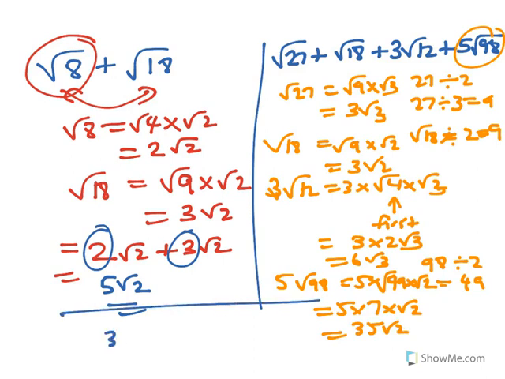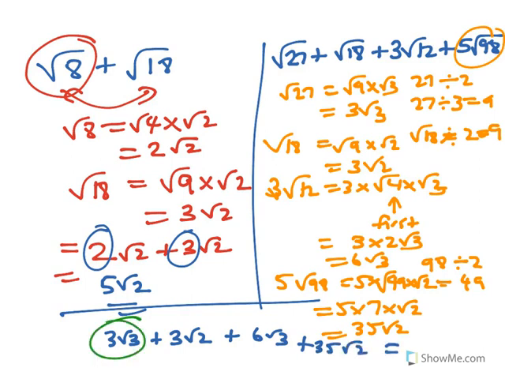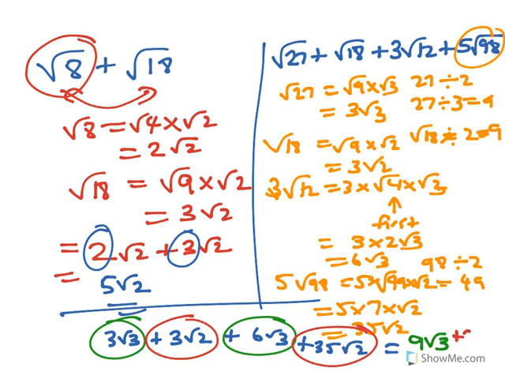So now we have 3 root 3 plus 3 root 2 plus 6 root 3 plus 35 root 2. So get the like terms. 3 root 3 and 6 root 3 is 9 root 3. So it's just like adding algebra. 3 root 2 plus 35 root 2 is 37 root 2. And there's your solution. Okay, let's look at another one.